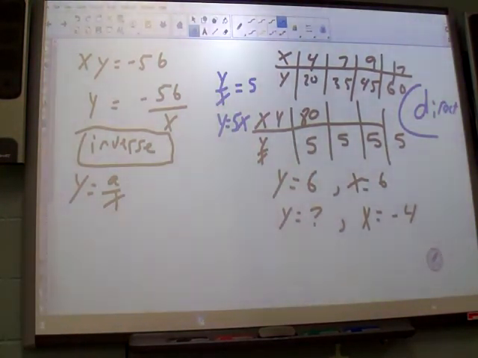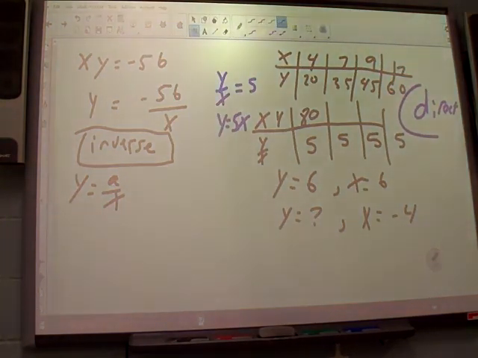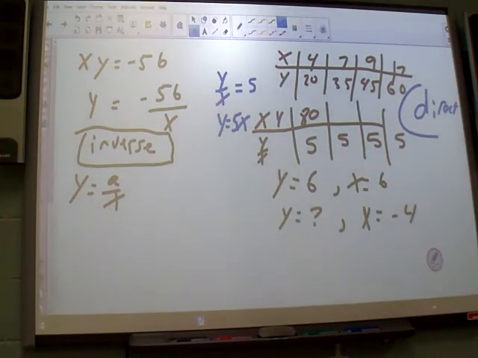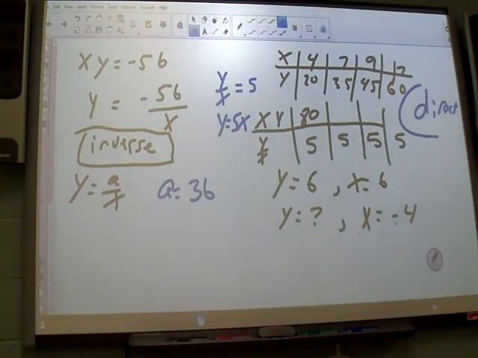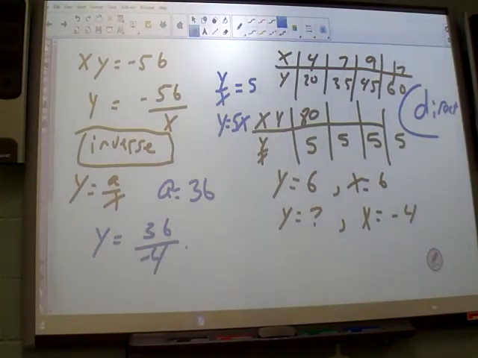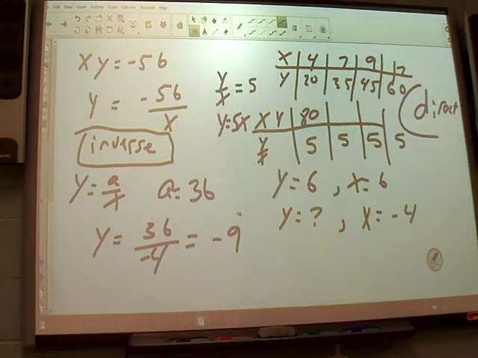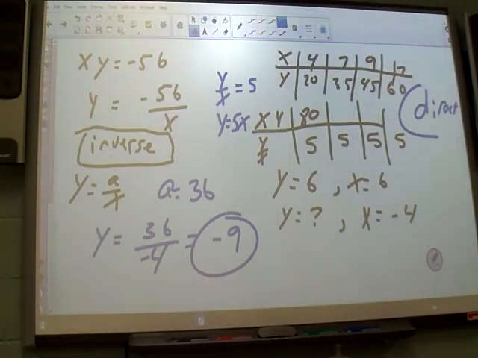All right, on the last one, we need to figure out an A first. What did you get for an A? Okay, everybody agree that our constant would have to be 36. Okay, so we're going to say down here on my second line that y equals 36 divided by negative 4. So you're right, you get negative 9. Hot dog, hot diggity dog.